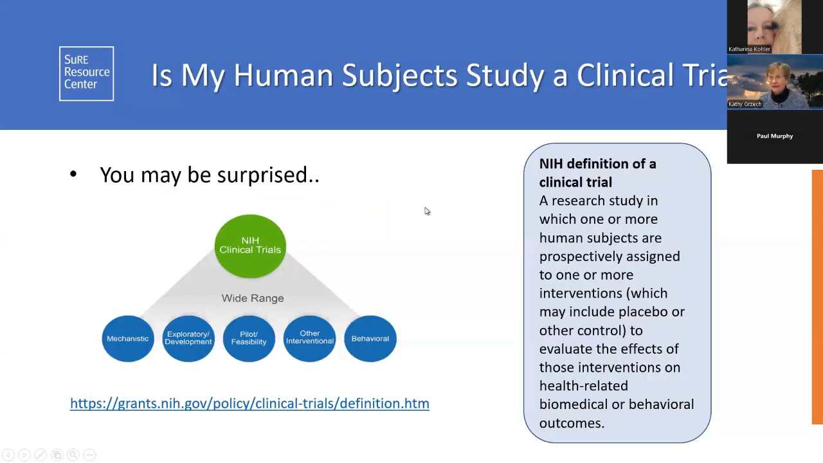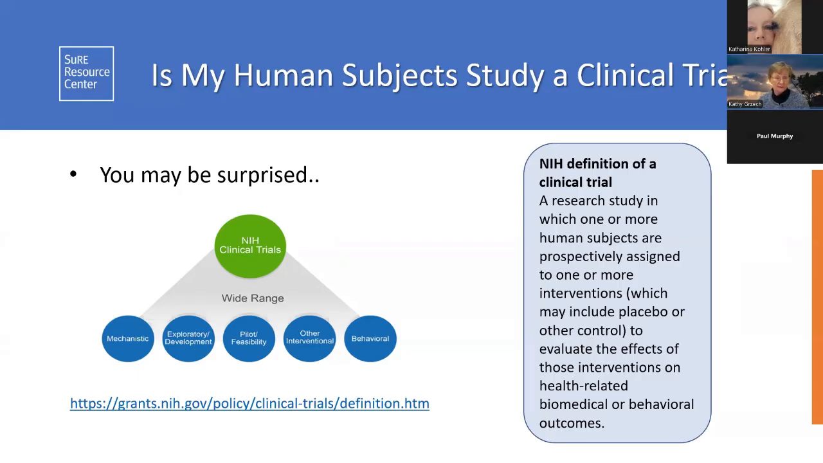The question that I come across in my role in the proposal development office very, very often is: is my human subject study a clinical trial? And it seems like it's obvious. It's like, well, I'm not doing a drug study. I'm not testing any kind of drug. But the truth is you may be surprised.